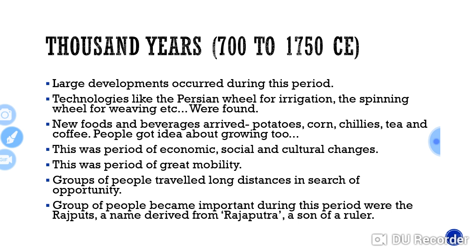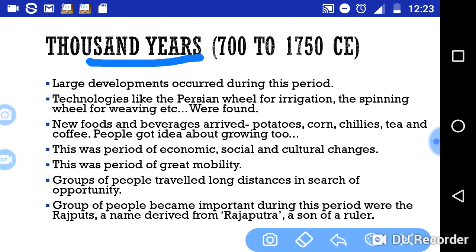And about the 1000 years, that is from 8th century to the 18th century, that means from 700 AD to 1750 AD. During this period, large developments took place. That means there was growth in agriculture, many forests were cleared, and there was growth in many technologies like the Persian wheel, which was used for irrigation, and the spinning wheel, which was used for weaving. These were the main technologies which were found during this period.